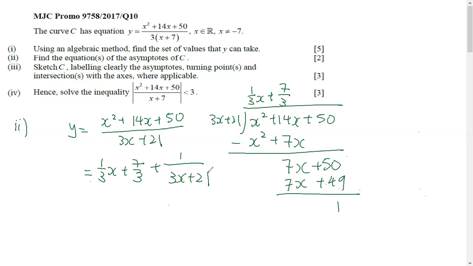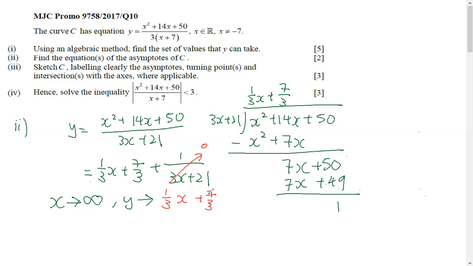So to get an asymptote, very simple. We ask ourselves two questions. When x approaches infinity, what happens to y? When x approaches infinity, this term tends to 0. So y will tend to the line 1/3 x plus 7/3.